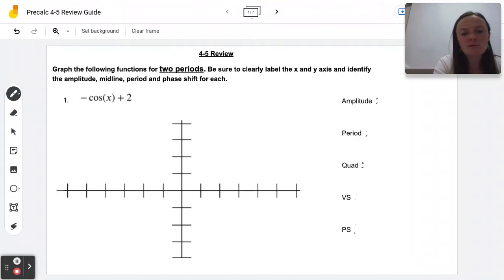First one, we want to figure out what the amplitude is. Well, notice here how we have a negative cosine. It's implied to be -1 cosine. So we can imply that the amplitude must be 1, specifically +1.